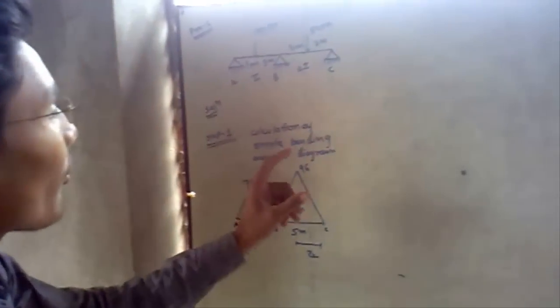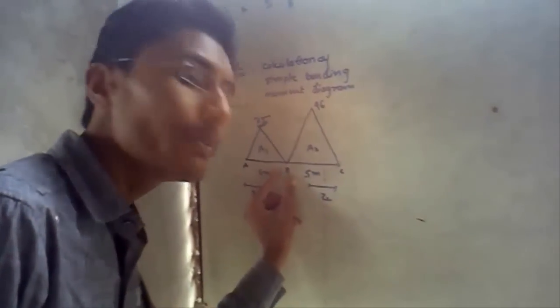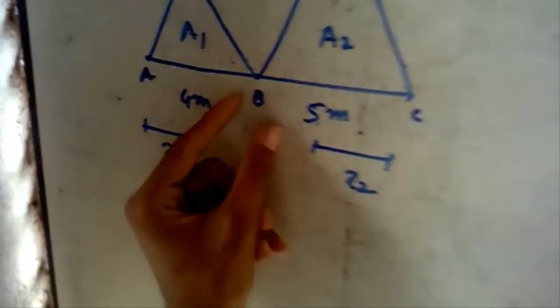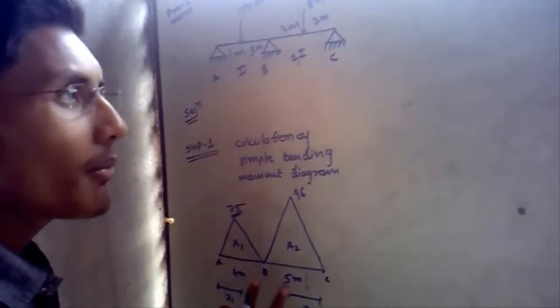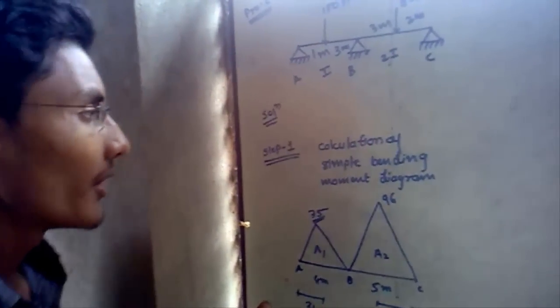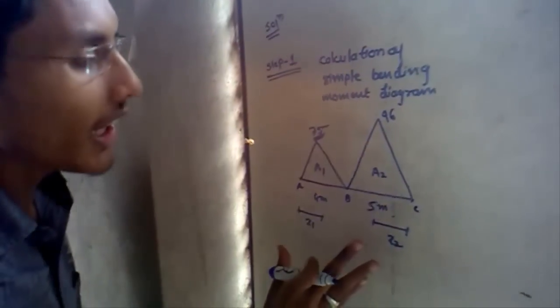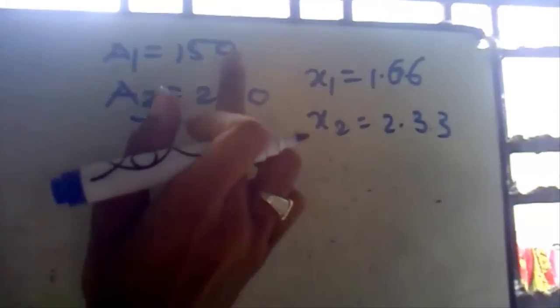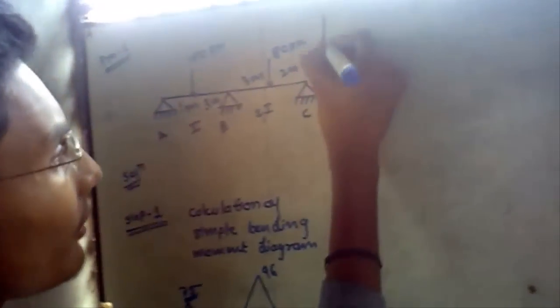What is the main motto of solving for B? We want the moment at that point B. So it is our motto for solving the three moment theorem diagram. Now we are applying the three moment theorem. Step number 1: we calculate a simple bending moment diagram, and with its help we find the areas A1 and A2, that is 150 and 240, and X1 and X2, 1.66 and 2.33.